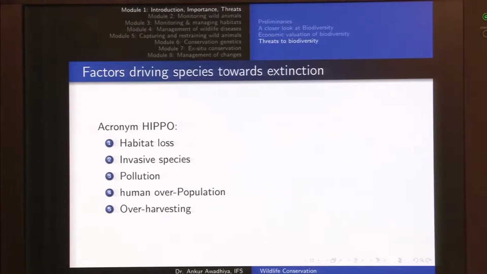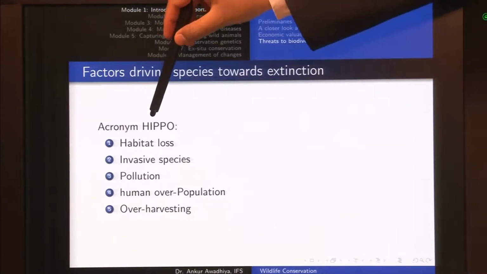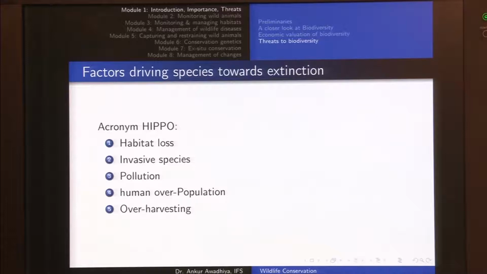And then what drives these species towards extinction? There are 5 factors that we can remember by the acronym HIPPO, and HIPPO stands for: H is habitat loss, I is invasive species. Now invasive species are those species that have come into a habitat and are displacing all the other species that were native to that area.